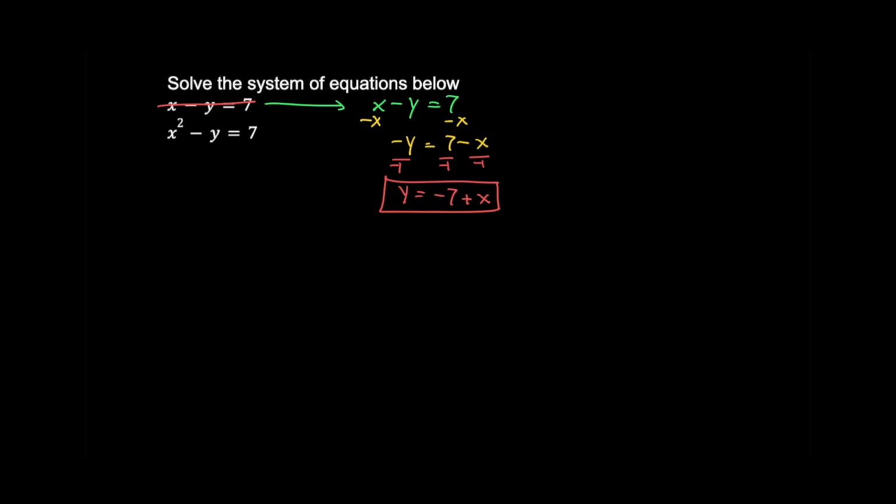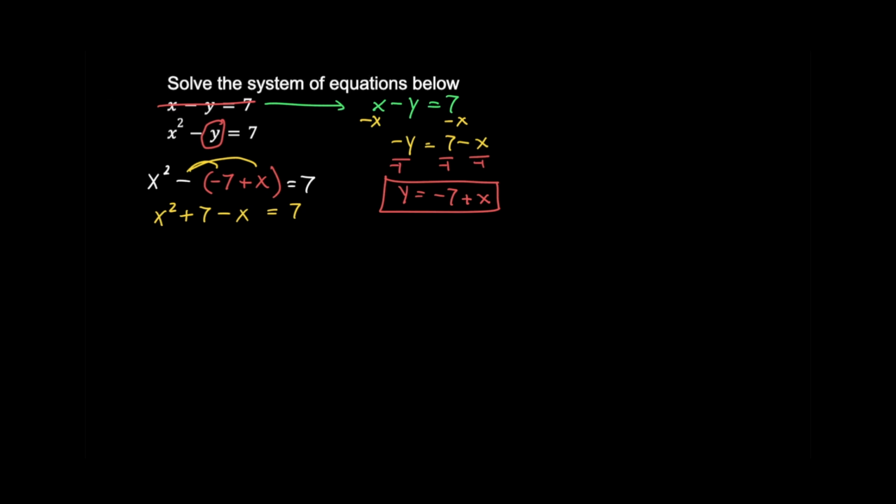But now I will go to the other equation and replace y with what we found y to be. We found y to be -7 plus x, so I'm going to be replacing it with -7 plus x. So x squared minus, making sure I use parentheses because of the minus sign in front of the y, (-7 plus x) equals 7. Now we just have to solve this equation, so I'll distribute my negative sign through, giving me x squared plus 7 minus x equals 7.